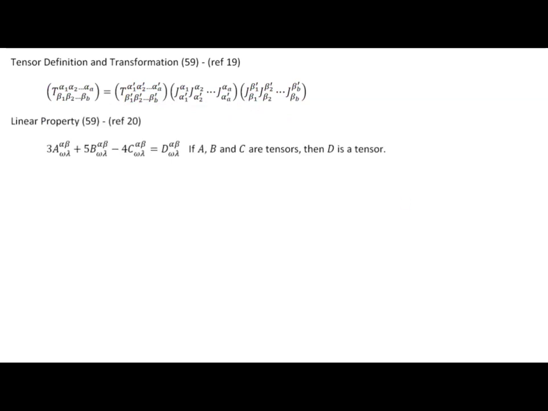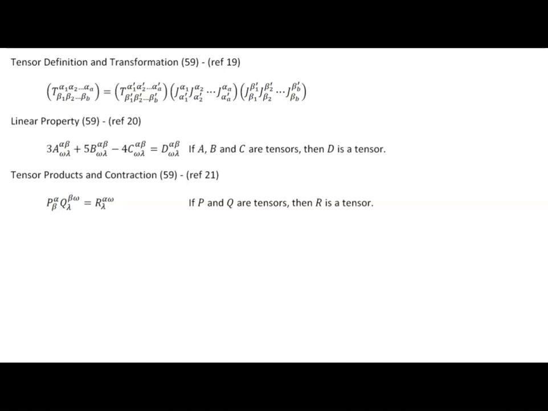All right, all the properties of tensor algebra continue to work. We can add these things as long as the index structures are the same. We can multiply by scalar factors, and we can combine them together. The whole thing is a linear operation.